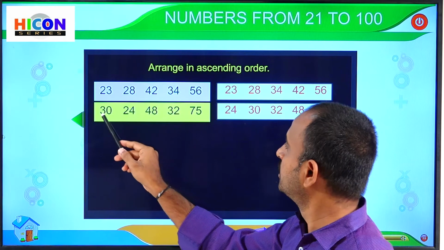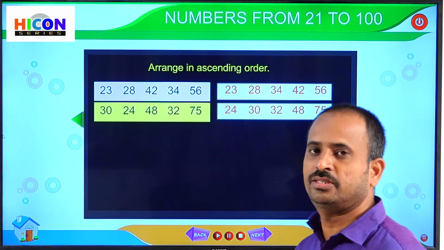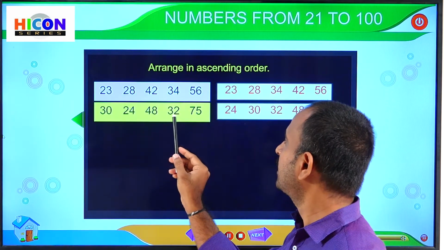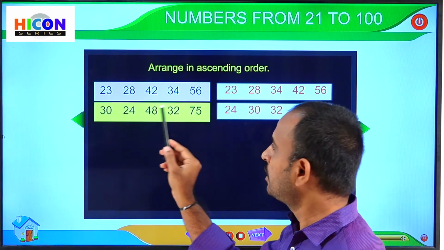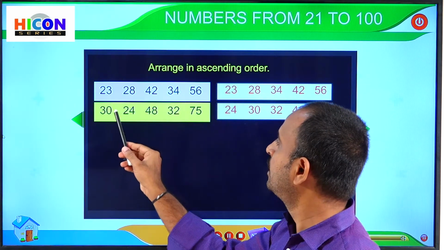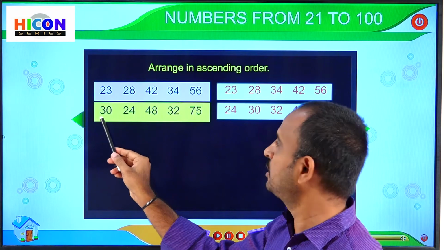Then if the first digits are the same, compare the next digit. What is the next digit in 30? 0. And what is the second digit in 32? 2. So among 0 and 2, which is the smallest? 0 is the smallest. That means 30 is the smallest number.